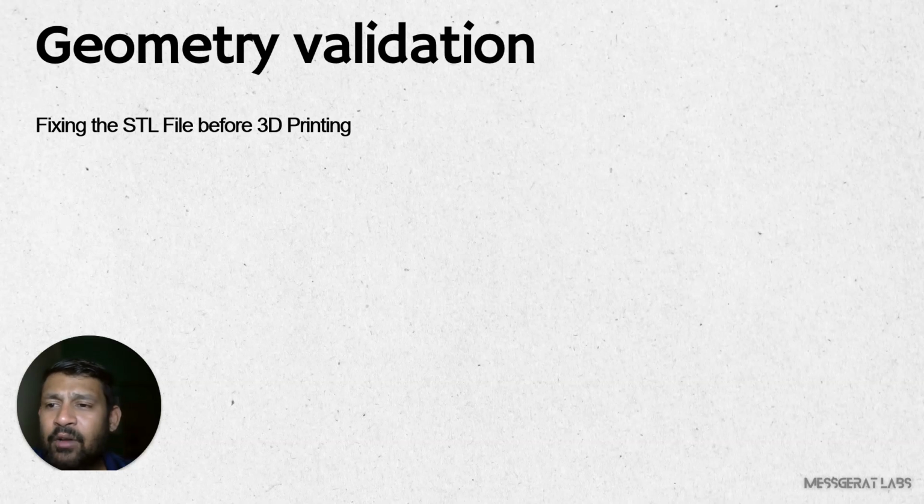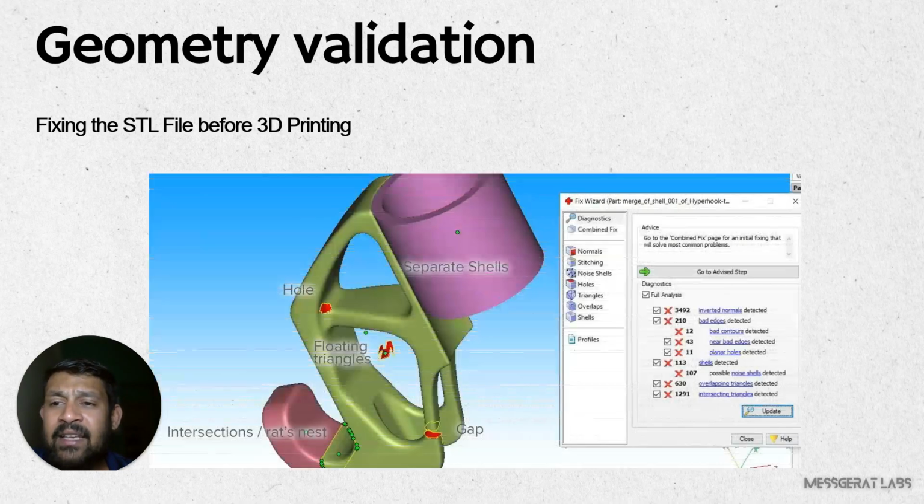I will just give you an example of geometric validation, which is like fixing the STL file before 3D printing. So if you see in this file, there are multiple shells, there are holes, there are floating angles. These are some of the basic defects that we get in the STL file. Now, if these defects are still there in your STL file while you have taken it up for printing, your printing will fail. So what you need to do is, what you see on your right hand side, this is a screenshot from Materialize Magics, where you get a fix wizard which detects all the problems in your file, and then you can manually or automatically using the software algorithm fix it.